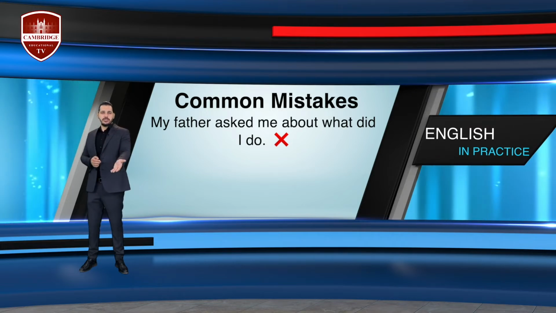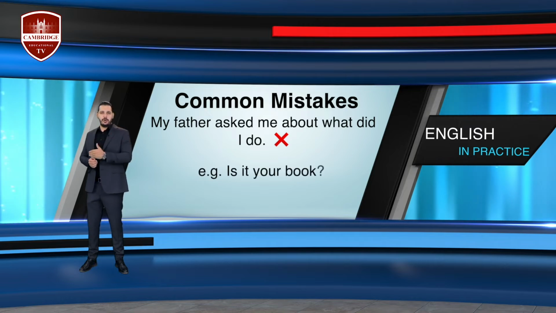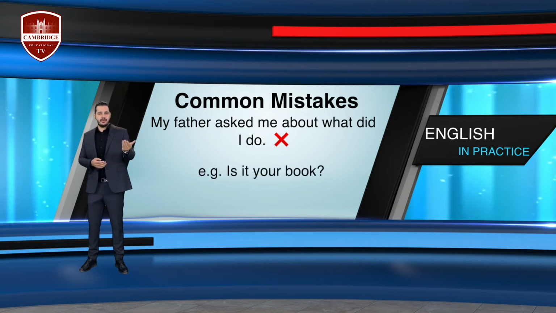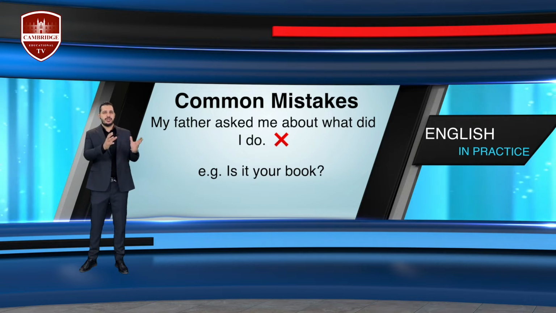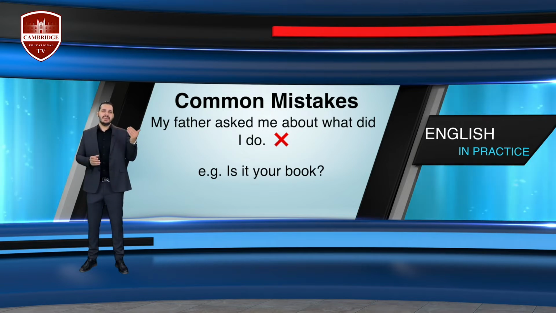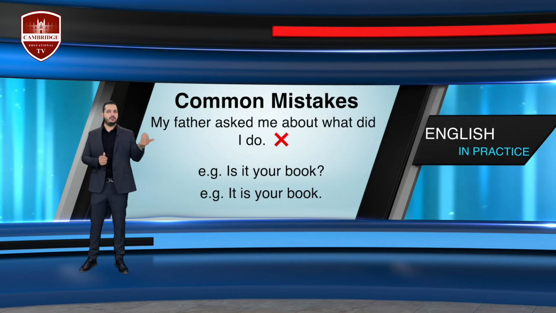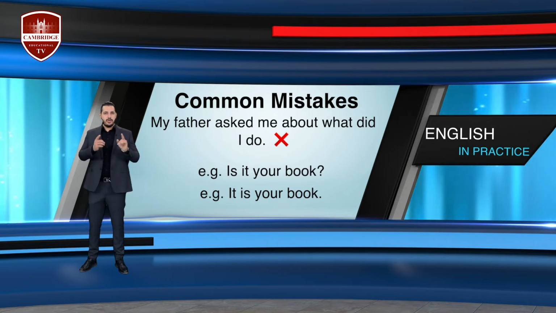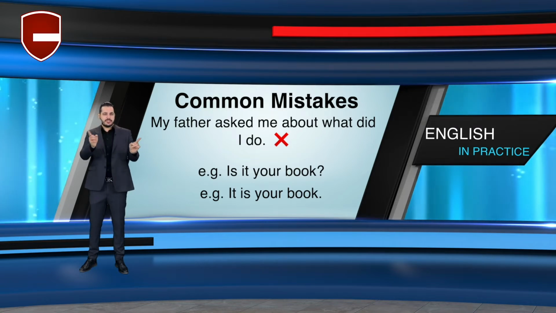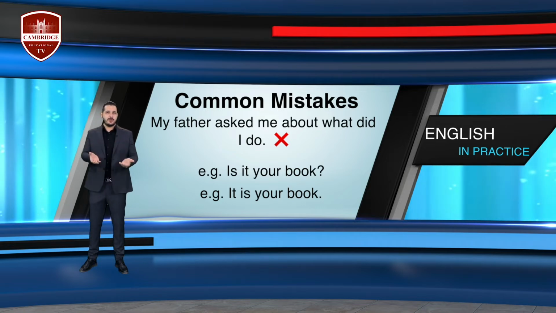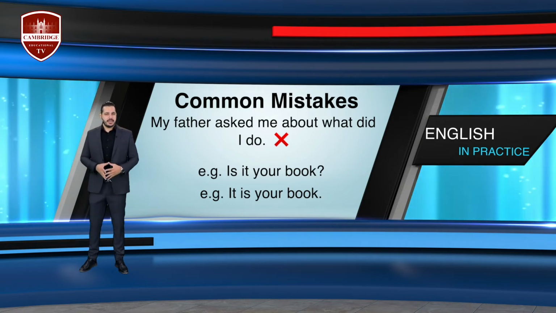In this question, for example, is it your book? We can see that we start with the verb, is, and then the subject, it. But if we change this question into a statement, it becomes, it is your book. As you can see, we start with the subject, it, and then with the verb, is. So this switching of positions of the subject and the verb is called inversion. And this is what this person did in this mistake.